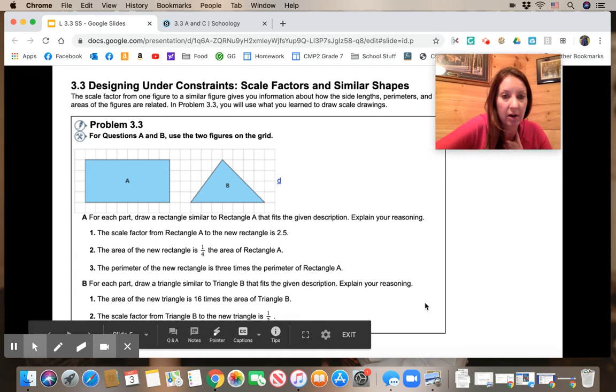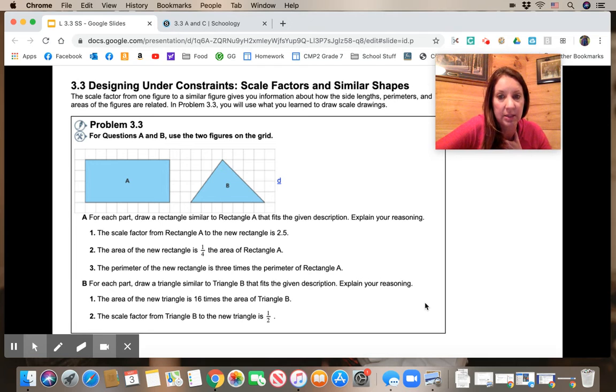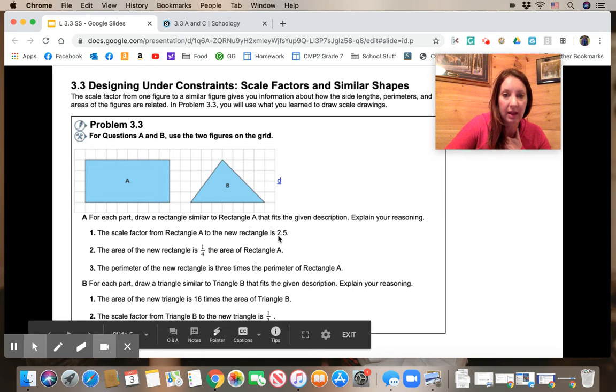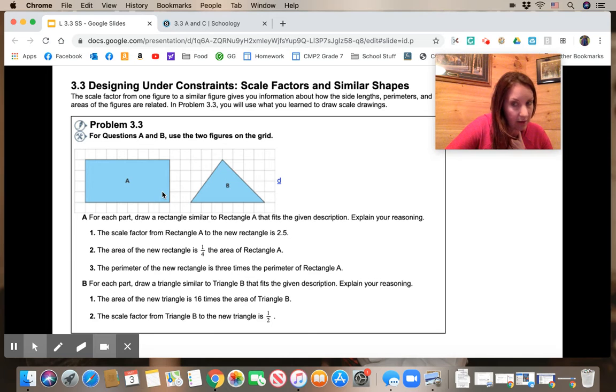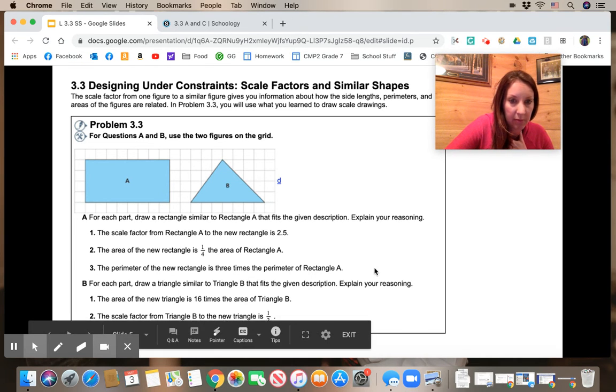Question A, for each part, draw a rectangle similar to rectangle A that fits the given description. Explain your reasoning. So question A is about the rectangle. The scale factor for the rectangle A to the new rectangle is 2.5. So you start with rectangle A, you apply the scale factor 2.5, and draw a new rectangle. Then the next one says the area is 1/4 the area of rectangle A. So you'd have to start by finding the area of rectangle A. What's 1/4 of that? Make the similar rectangle. The perimeter is 3 times the perimeter of rectangle A.